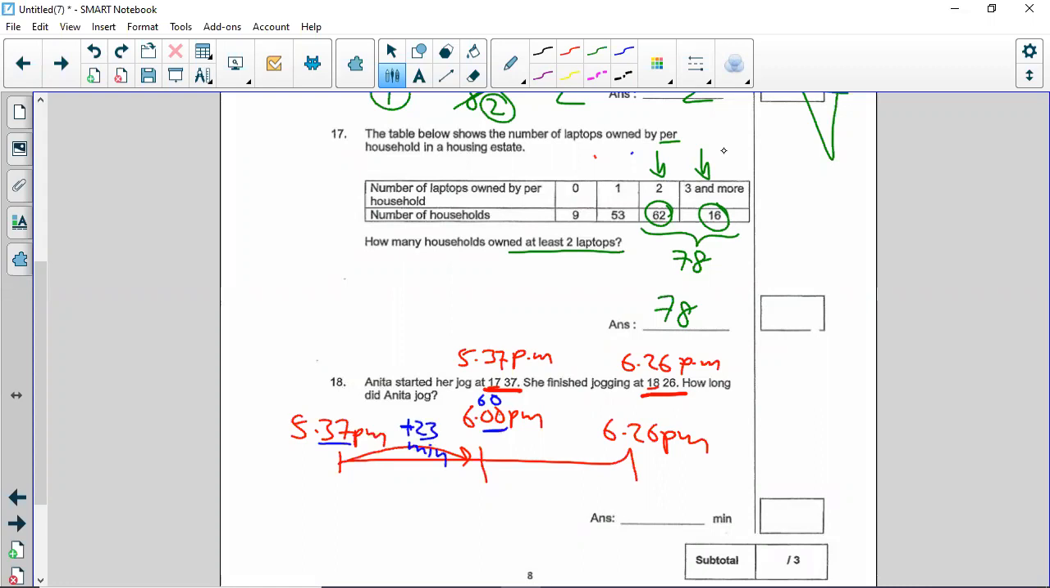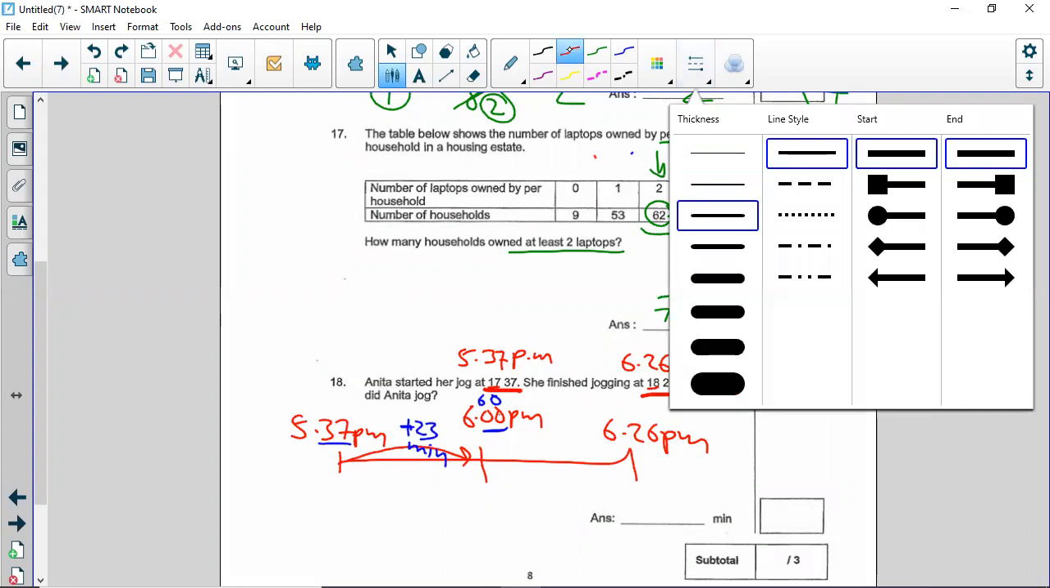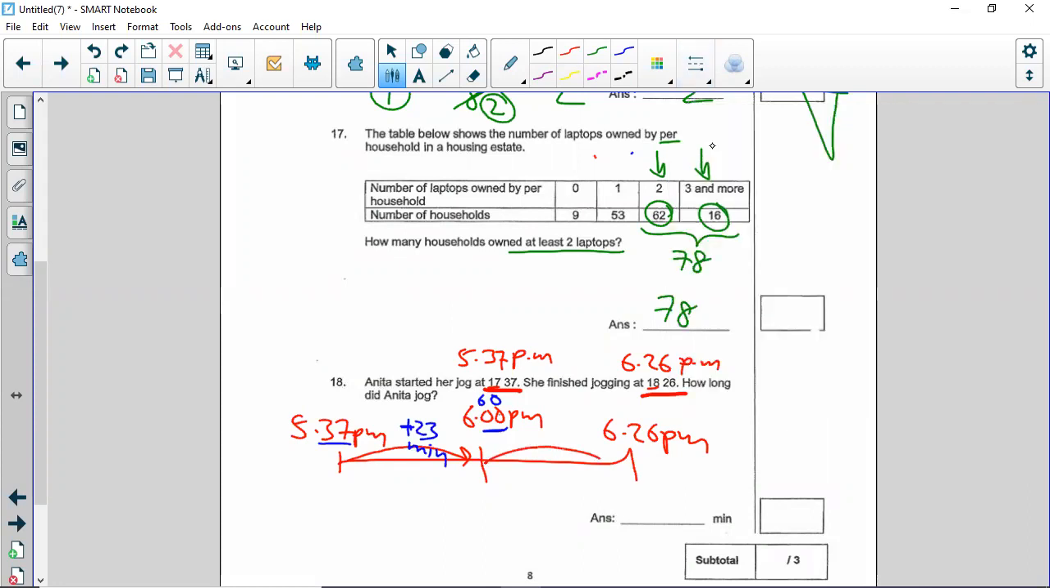And then from 6 o'clock to 6:27, that will be easy. So you jump 26 minutes. So how long did he jog? Then you take 23 plus 26, that will give you 49 minutes. Am I correct? Any mistake, tell me, because sometimes it's maybe a careless mistake.